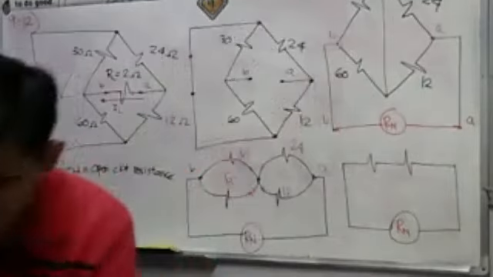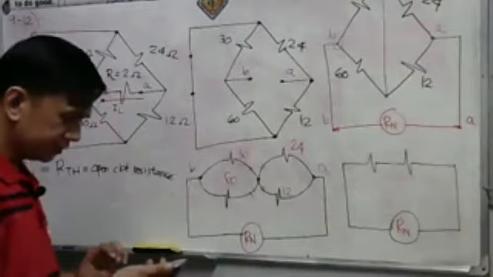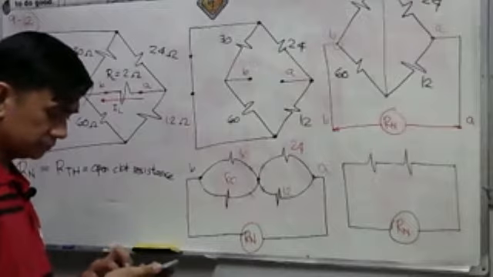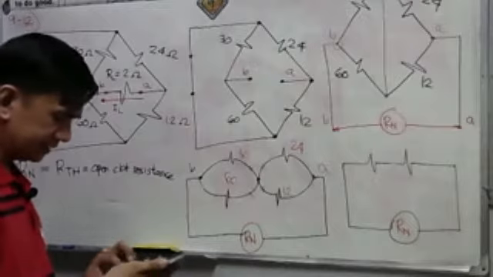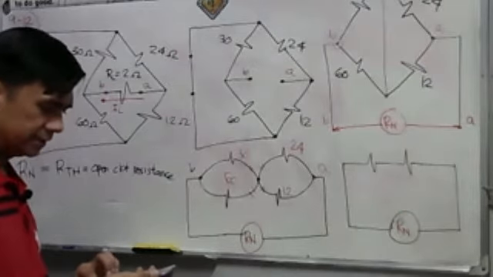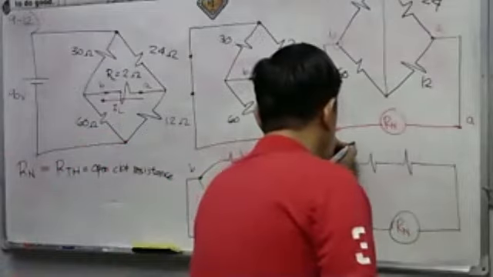Equivalent to what? So let us calculate the product over the sum of 30 and 60. So 30 times 60, then divided by 30 plus 60 equals 20. This is 20 ohms.